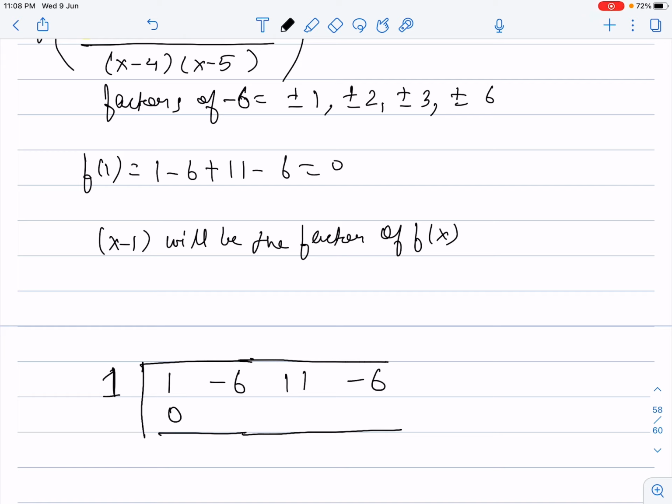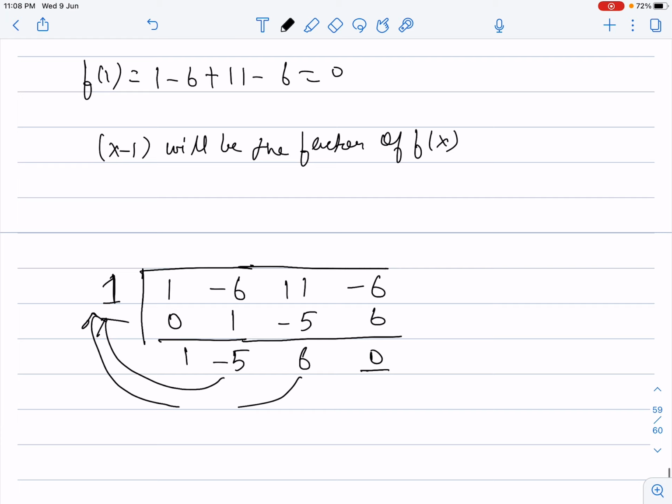Then we'll be getting what, 1 over here. 1 multiplied by 1 is 1, we are knowing. Minus 6 plus 1 is minus 5, we are knowing. Minus 5 multiplied by 1 is minus 5, we are knowing. 11 minus 5 is equal to 6, we are knowing. 6 multiplied by 1 is 6, we are knowing. So 0 as the remainder will be achieved by me. Guys, this is called what?